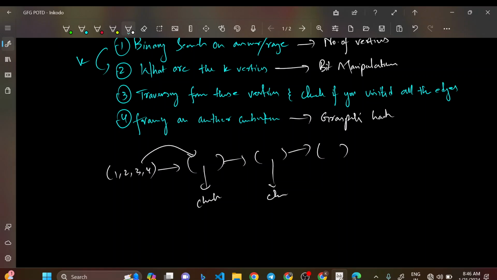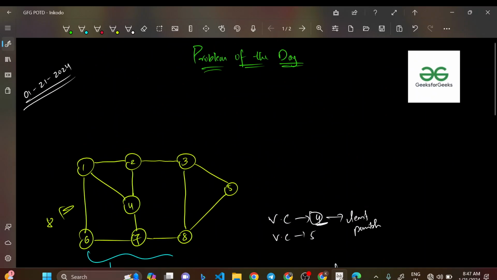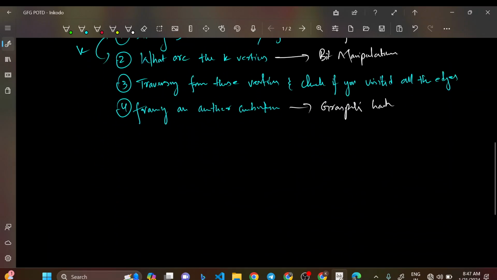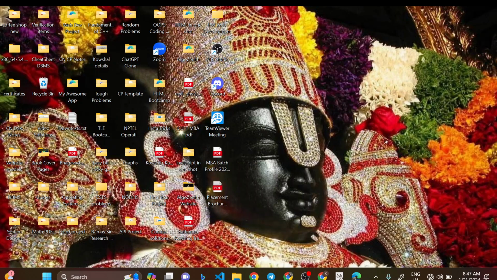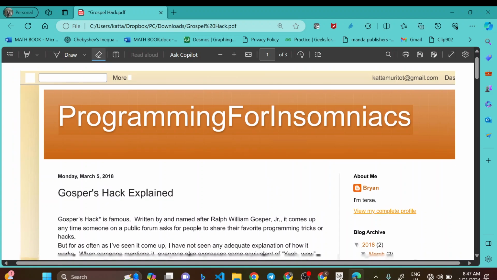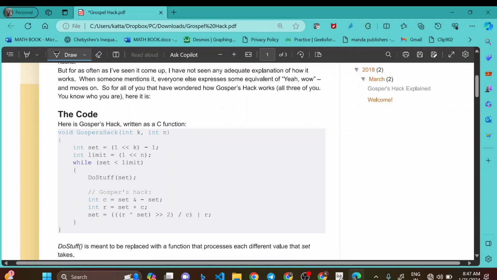Now this generation of the next combination needs Gosper's hack. So from 1 2 3 4, how are you going to get another particular combination? This is where we'll be using Gosper's hack. The detailed explanation is given in a document, and I've attached the link to the document in the description as well. Now I'm also going to explain that. So this is the document I'm talking about. Sorry, not Gosper sack, Gosper's hack. Sorry for that. So this is the code for Gosper's hack.